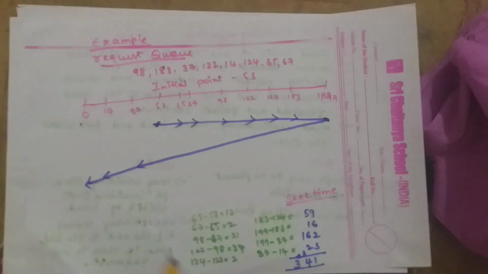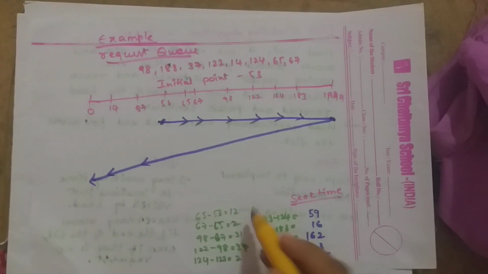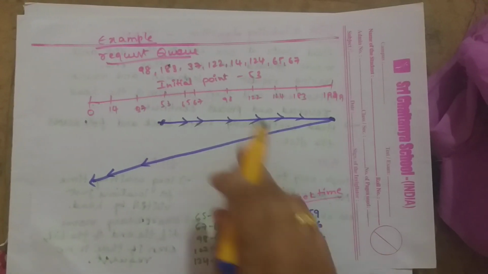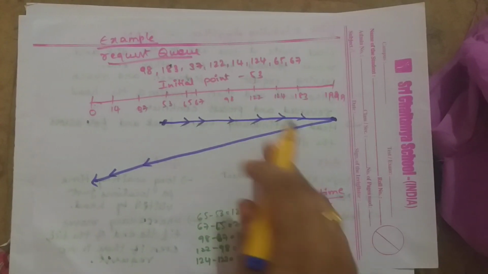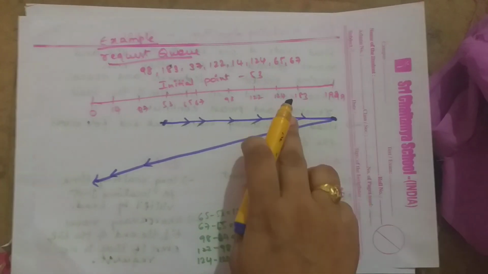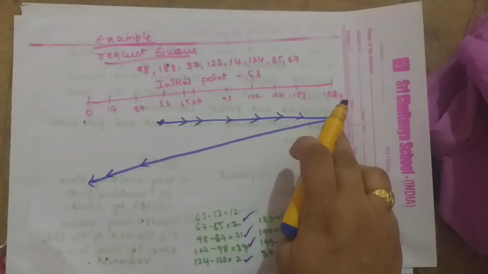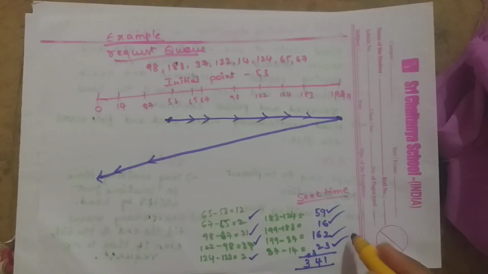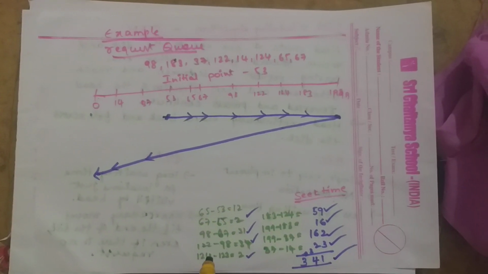From here to here the moving time is 12. Next from here to here 2. Next here to here 31. Next here to here 34. Here to here 2. Next from here to here 54. Here to here 16. From here to here 162. Here to here 23. The total seek time is 341.